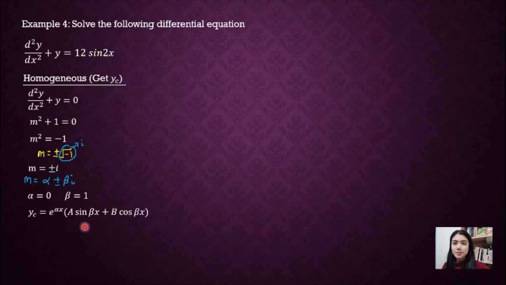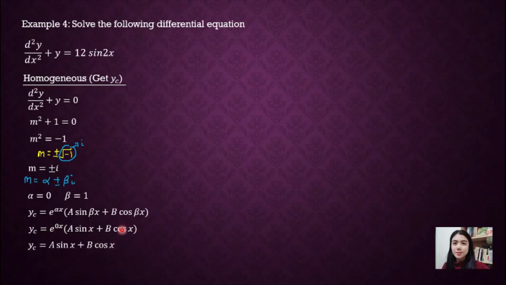Since you have complex conjugate roots, your yc is supposed to be in this form. You substitute your alpha, which is 0, and your beta, which is 1, so 1 multiplied with x gives you x, and the same thing happens here. And e to the power of 0 is 1, so this is your yc.